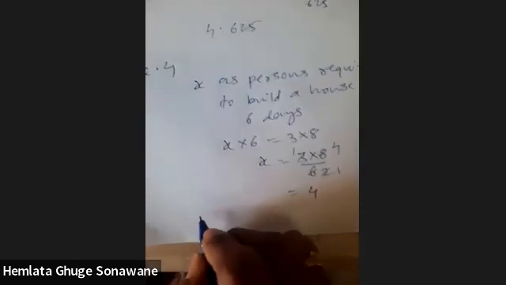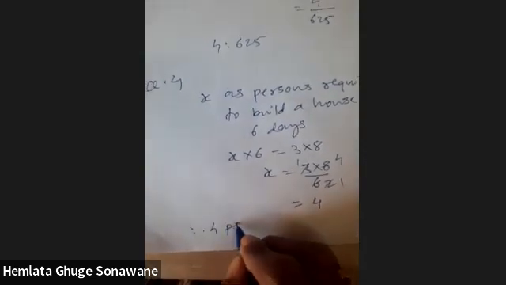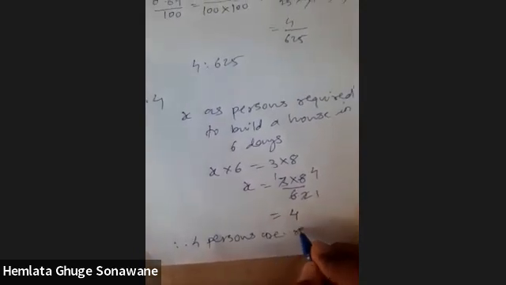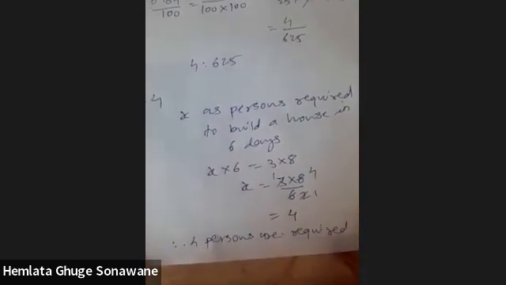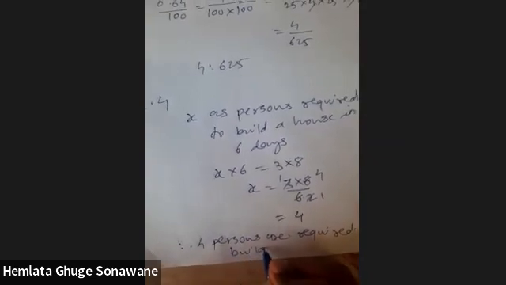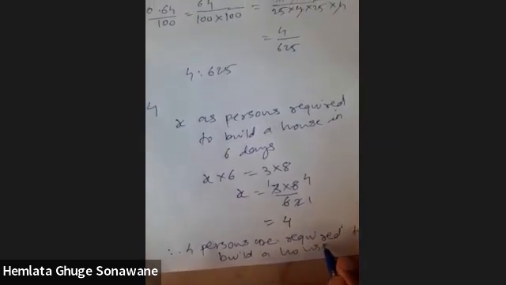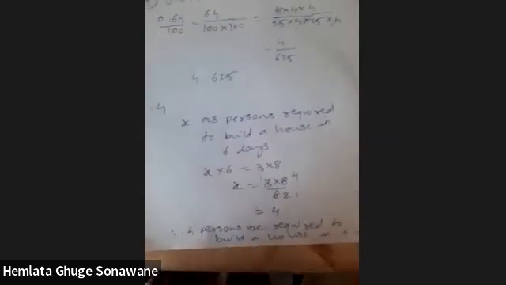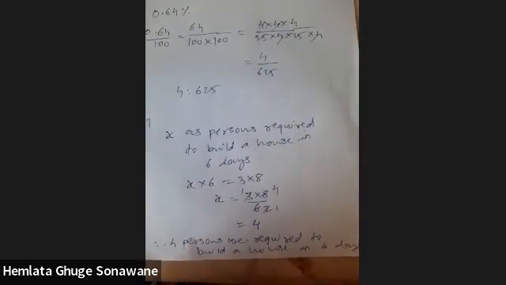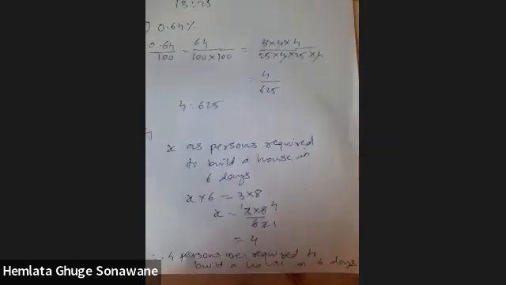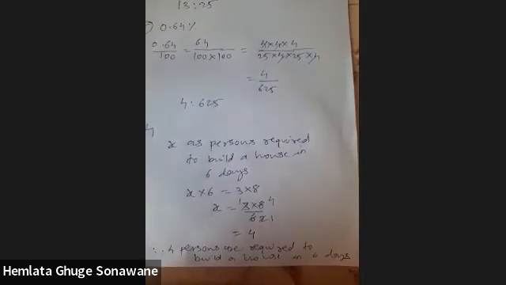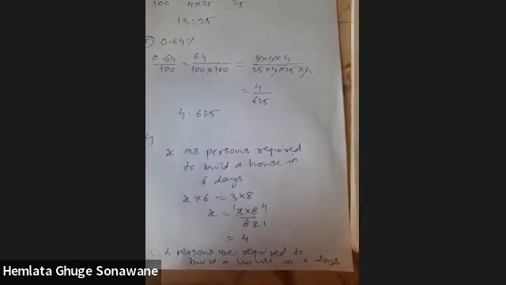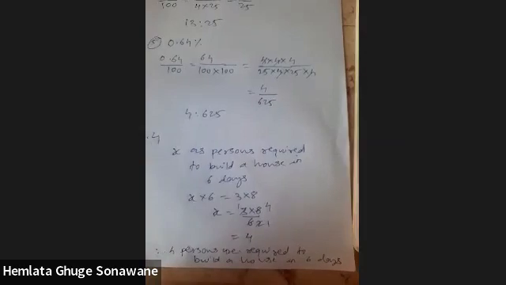Here you have to write down the final answer. Therefore, 4 persons are required to build a house in 6 days. Just go through the solution.